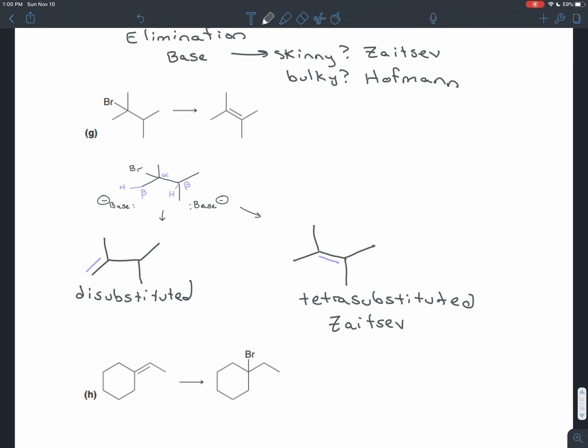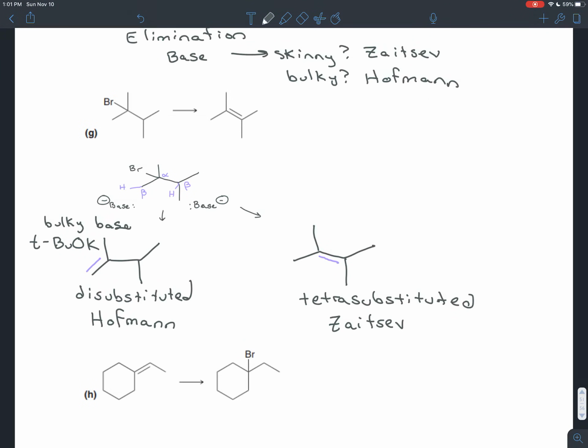That's the Zaitsev product. That's always the major product for an E1 reaction, but in an E2 reaction, it depends on whether the base is skinny or bulky. The less substituted, di-substituted product here is the Hofmann product. Now that's a less stable product technically, but the hydrogen that was stolen was in a less crowded environment. So if you have a bulky base, like potassium tert-butoxide, that will steal the beta hydrogen in the less crowded environment and give you the Hofmann product as your major product. Technically, you always get a mixture of these 2 products.